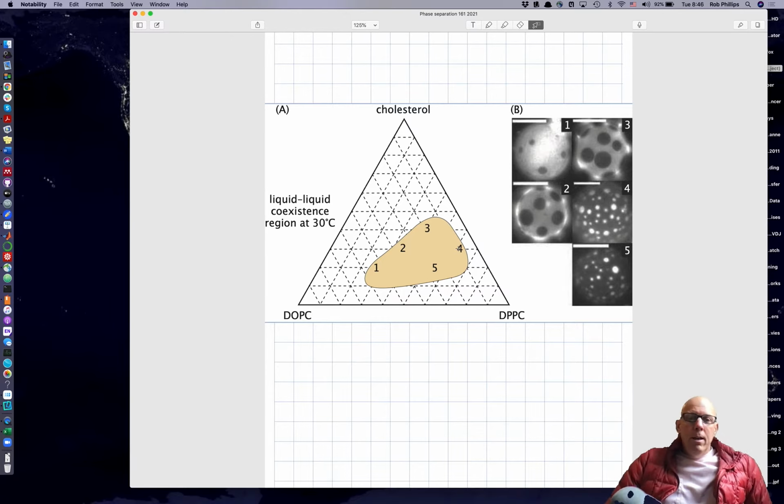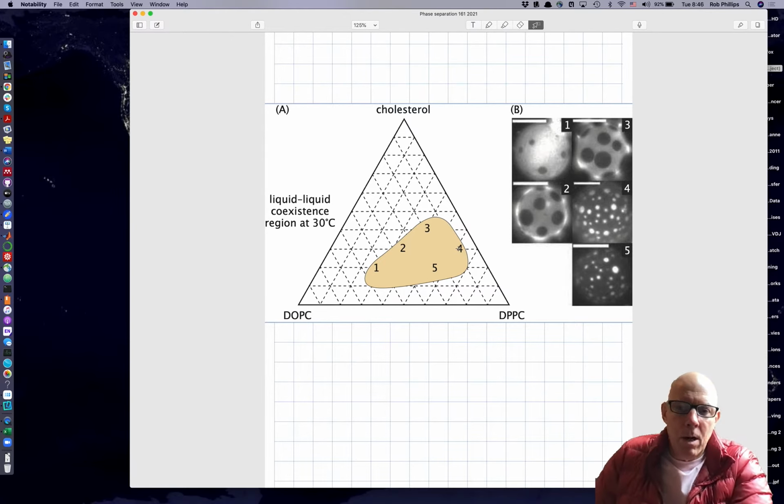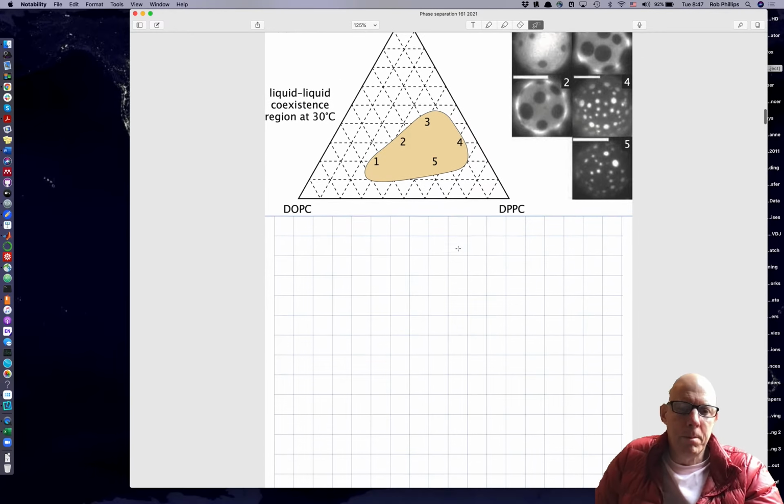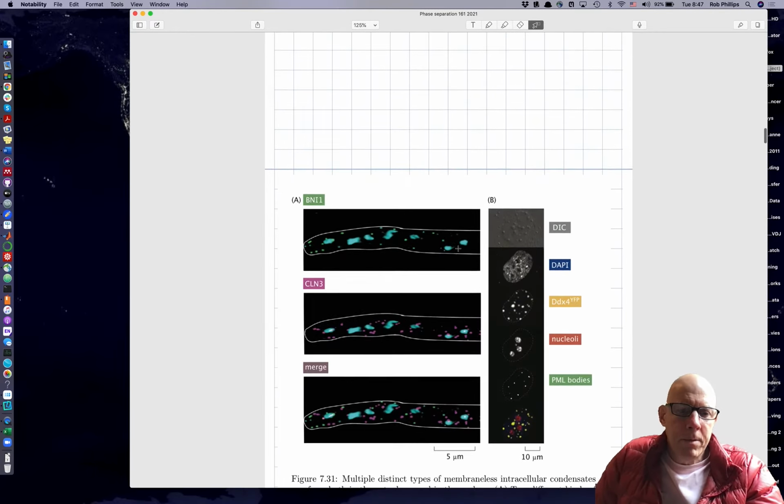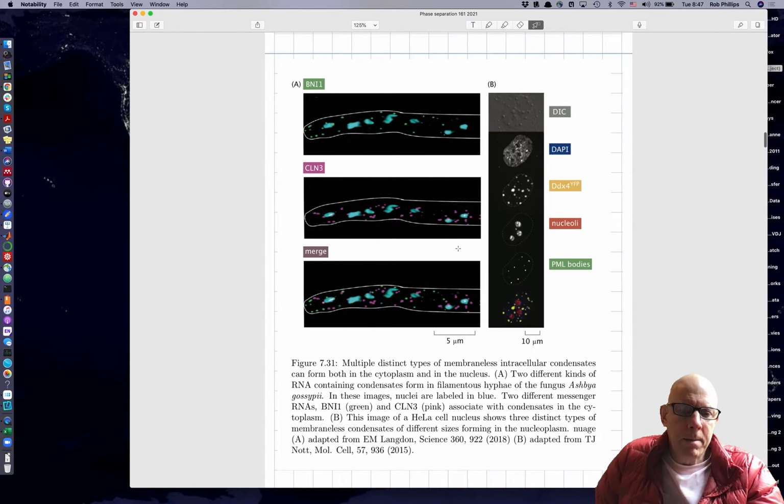So my point here was just to say that we already knew in the context of membranes that lipids and cholesterol would phase separate, and there was much that was already done about the behavior of these things. This is work from Amy Gladfelter's lab, if I remember correctly.